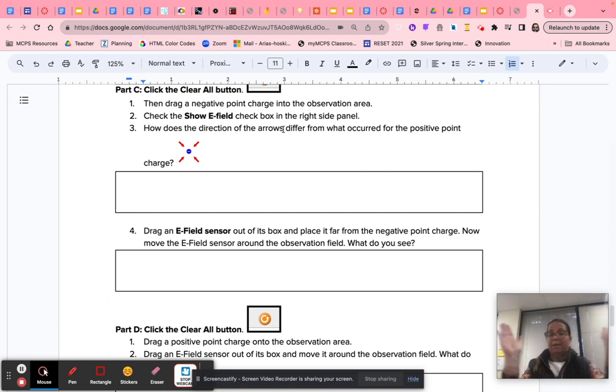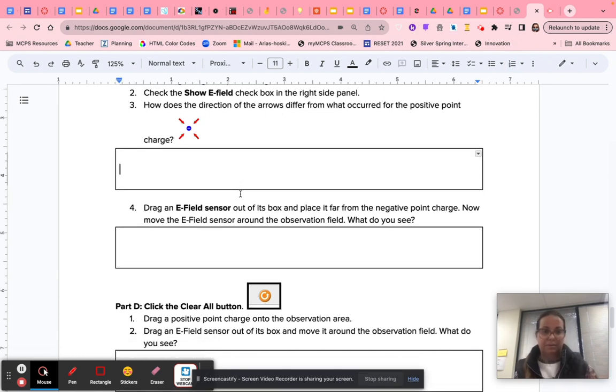What do you see is happening? Is it going away from the positive charge? Is it going towards the negative charge? What do you think is happening? Just think about it. I don't want to see anything else, but I think I just gave you the answer.